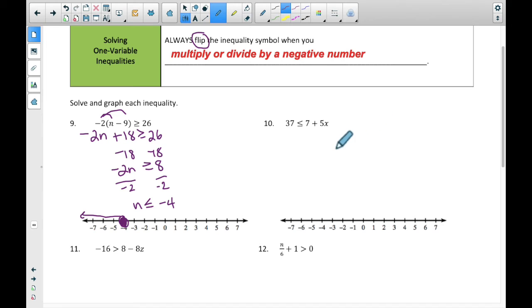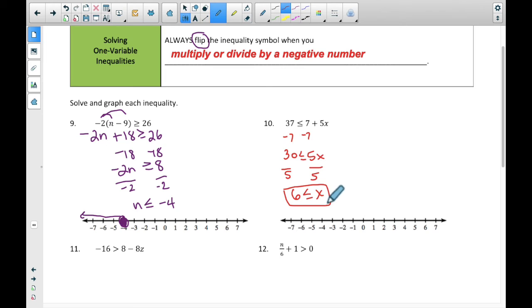Let's try another one. I'm going to solve it like I would a regular equation. I'm going to subtract 7. And that gives me a 5x over here. I'm going to divide by 5. That gives me 6 less than or equal to x. Now, I didn't have to flip my sign because I didn't multiply or divide by a negative number. But it's kind of backwards. Like every single one that I've done, I've actually written the other way.